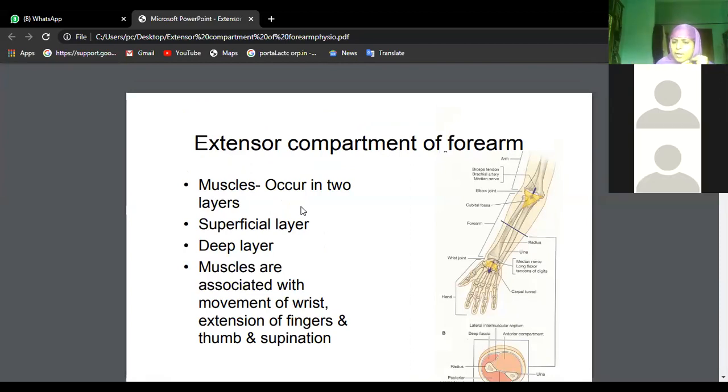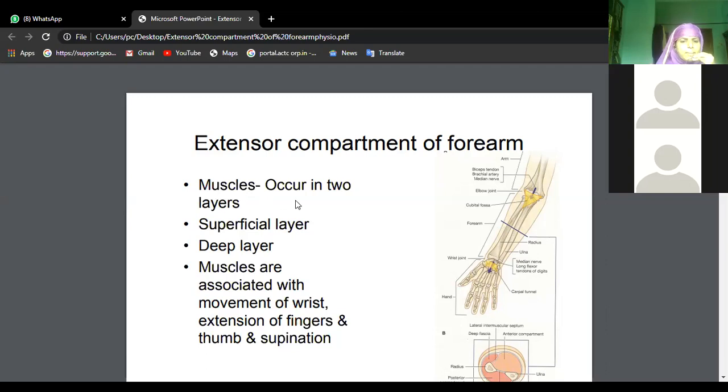Pronator teres. Very good. Flexor carpi radialis, palmaris longus, flexor carpi ulnaris, first layer. Flexor digitorum superficialis, flexor digitorum profundus, flexor pollicis longus, and pronator quadratus. Very good. Nice. Okay, now we are doing the extensor compartment.